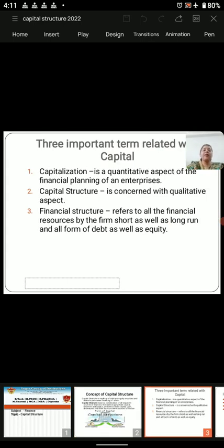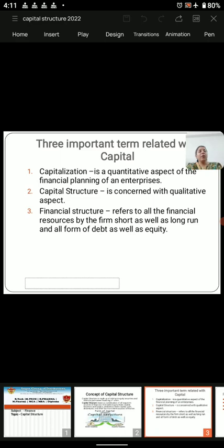There are three important terms related to the capital structure. First is capitalization. It is the quantitative aspect. Whenever the company has to plan that this much, 5 lakh rupees or 50 lakh or 1 crore rupees, 2 crore rupees is needed by the company to start the business, that is known as capitalization. When I talk about the amount or the numbers, that term is known as capitalization.